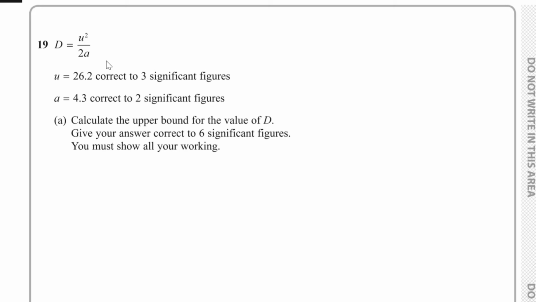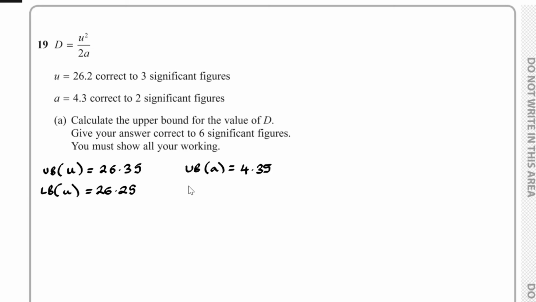Okay, so for us to do this, we can first of all work out the upper bound of u, which is equal to 26.35. The lower bound of u, that's equal to 26.25. The upper bound of a, that will equal 4.35. And the lower bound of a, that's equal to 4.25.